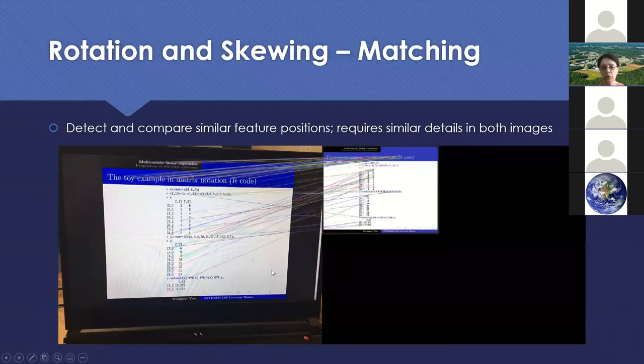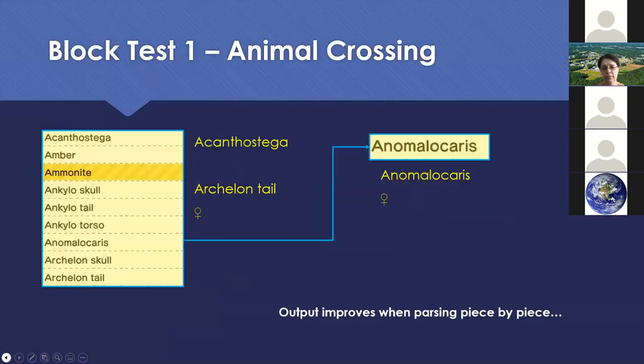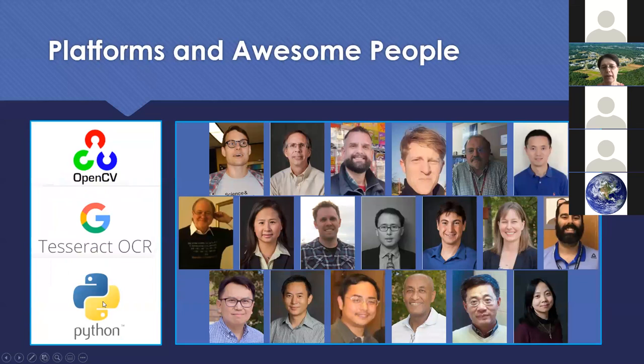I guess to riff on that question from Nathan, what kind of programming language do you use for any of this? I used Python to code everything, but the platforms were OpenCV through the CV2 library and Tesseract OCR, which is an independent program, but you can interact with it through Python through the PyTesseract library. Any other questions for Brian, please?